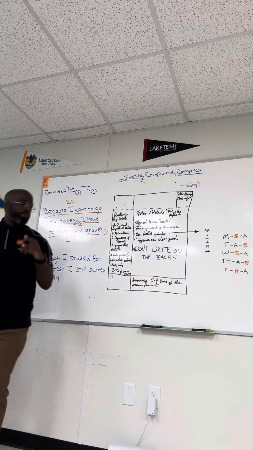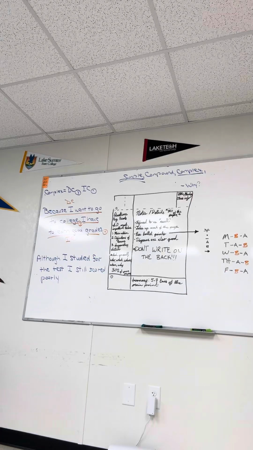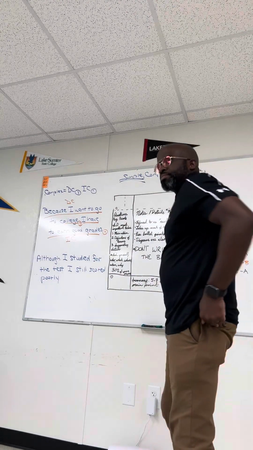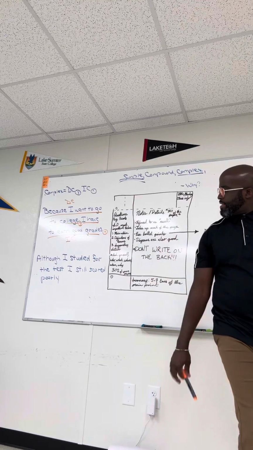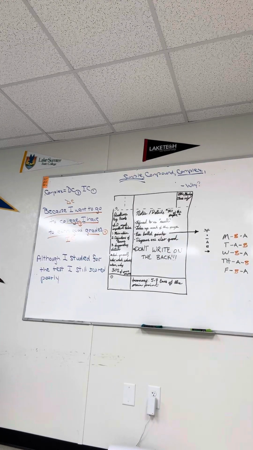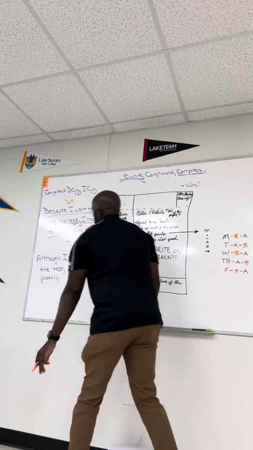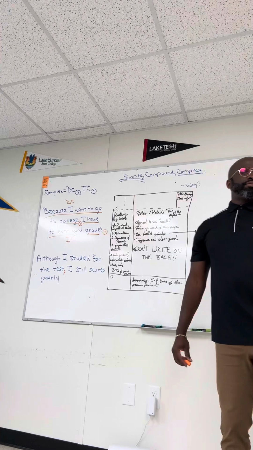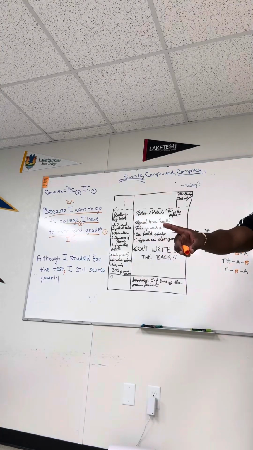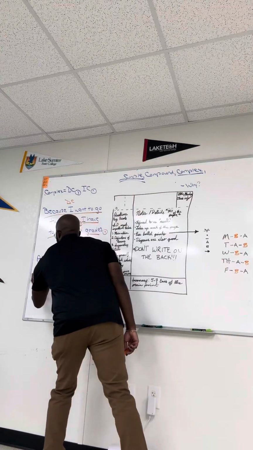Here goes another example. Although I studied for the test, I still scored poorly. Where's the dependent clause? Where's the independent clause? And where would a comma go? Someone help me out. Although I studied for the test, I still scored poorly. Don't go between the test and the I. What does that create before the comma? An independent or a dependent? Dependent clause. Why?